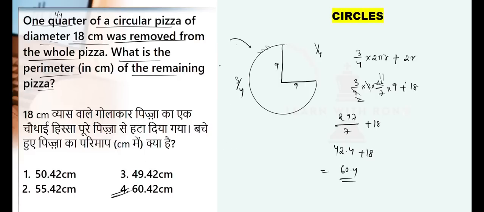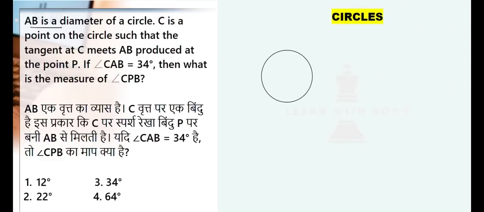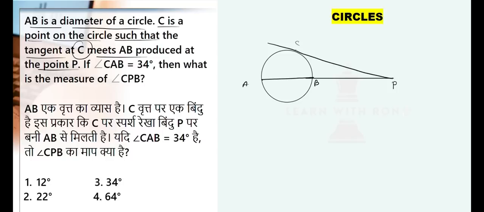Let's see the next question. See this question here. AB is a diameter of a circle. So let AB be the diameter of the circle and C is a point on the circle such that the tangent at C meets AB produced at the point P. Means if I extend this AB to some point P, and I assume C here, the tangent at C will meet P.